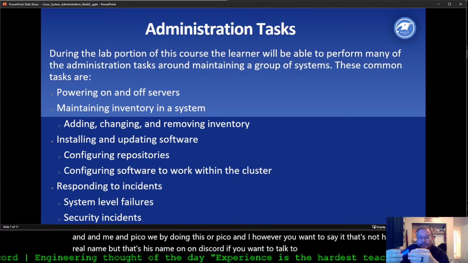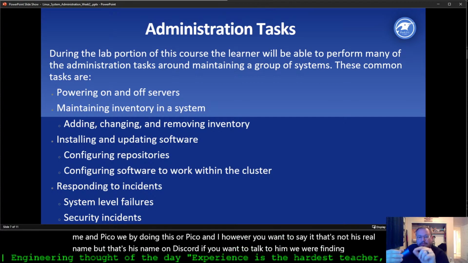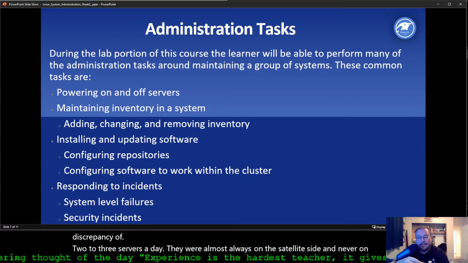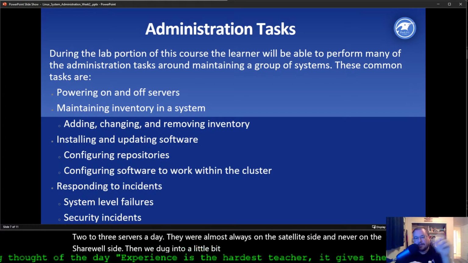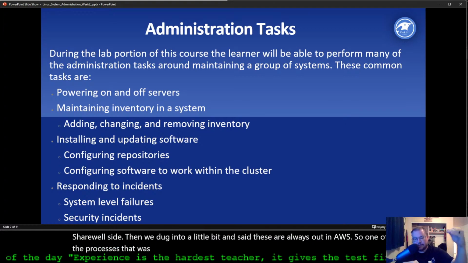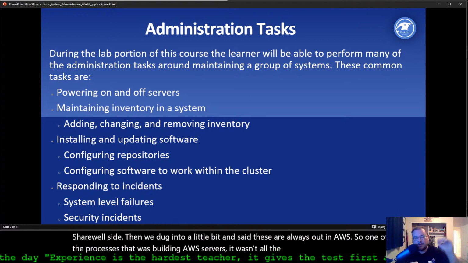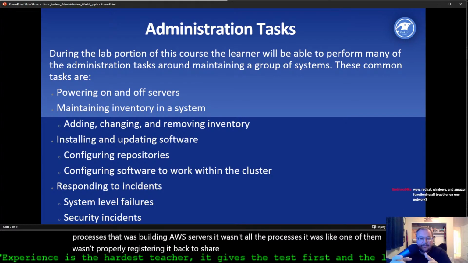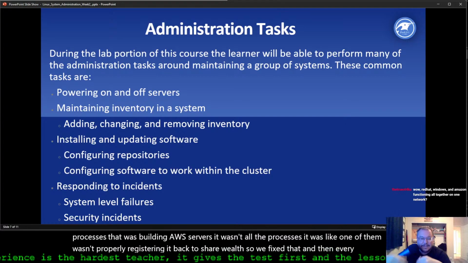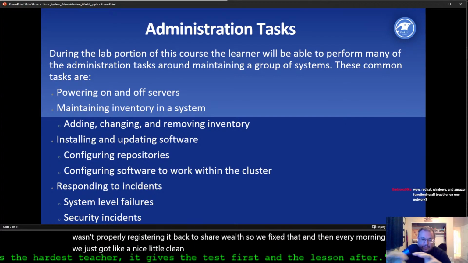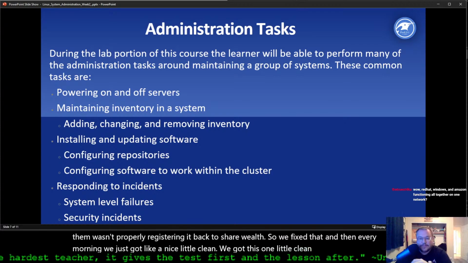We were finding this discrepancy of like 2 to 3 servers a day. They were almost always on the Satellite side and never on the Sharewell side. Then we dug into it a little bit and found these are always out in AWS. One of the processes that was building AWS servers, not all of them, just one, wasn't properly registering back to Sharewell. So we fixed that, and then every morning we got one nice little clean report that all of our stuff was good.